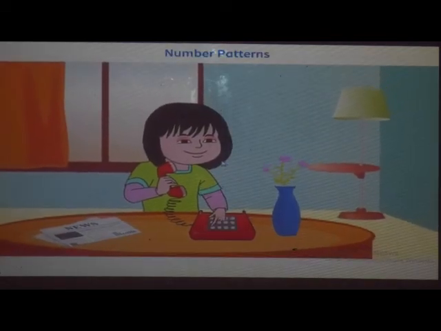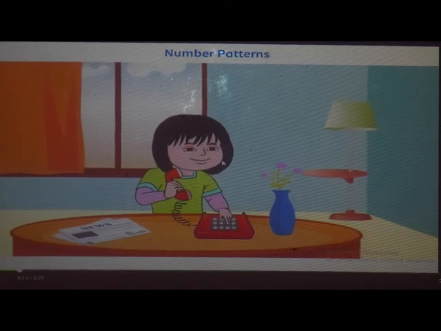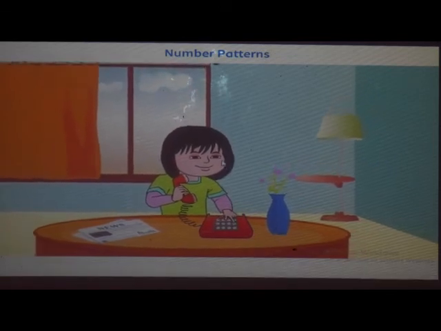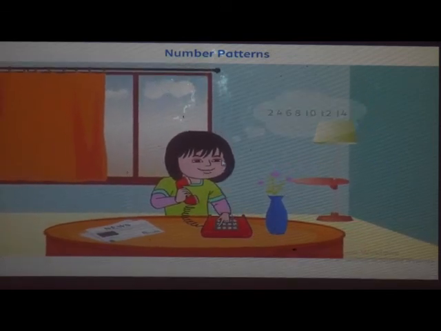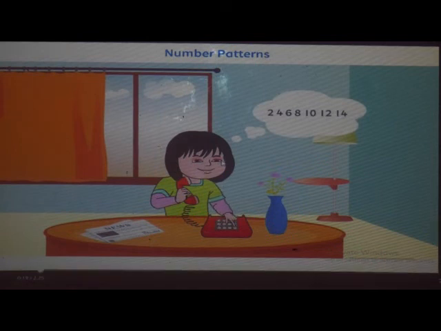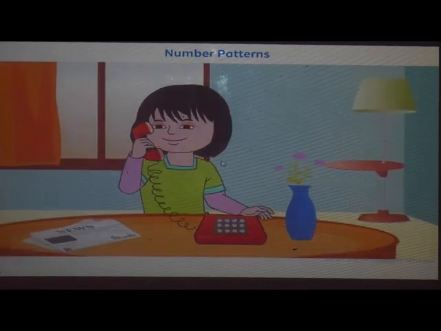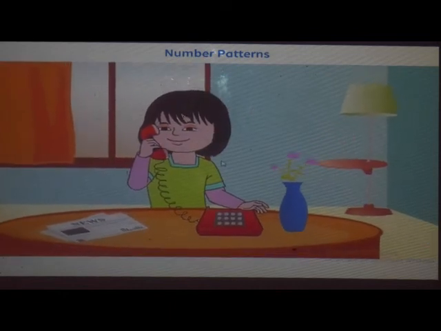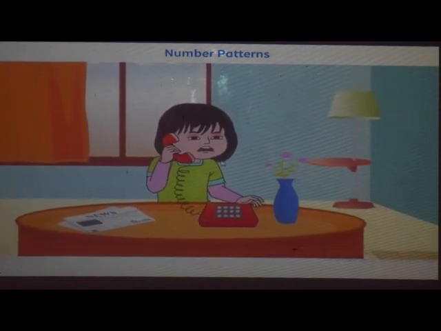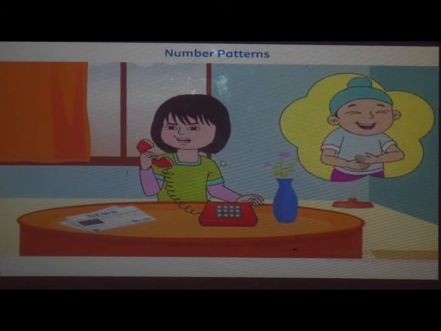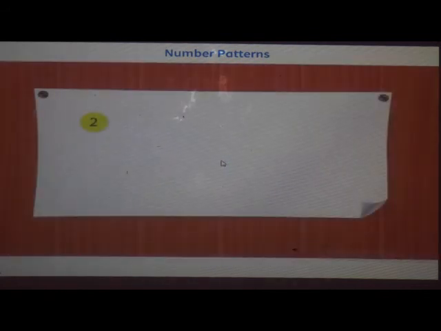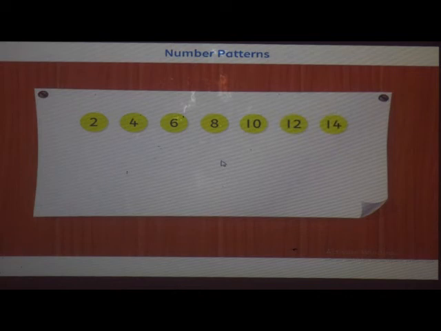Famia is dialing a phone number which Manjeet gave her in the morning. 2, 4, 6, 8, 10, 12, 14. This number does not exist. Manjeet, the number that Manjeet gave Fabia is not his phone number, but a number pattern. Look closely.